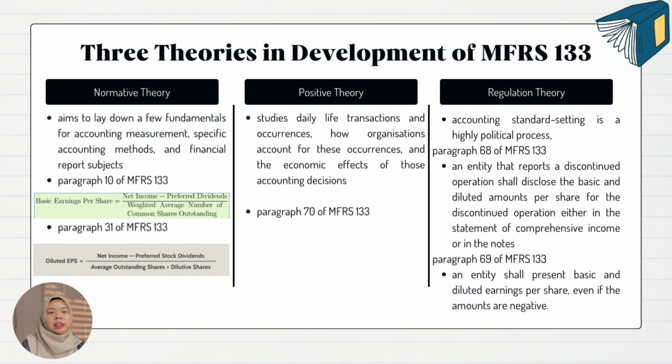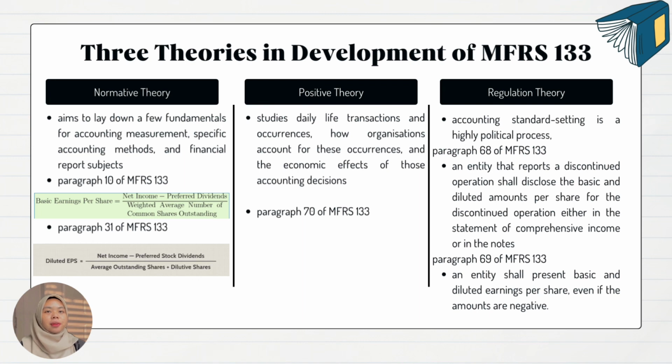A. The amounts used as the numerator in calculating basic and diluted earnings per share and a reconciliation of those amounts to profit or loss attributable to the parent entity for the period. B. The weighted average number of ordinary shares used as the denominator in calculating basic and diluted earnings per share and a reconciliation of these denominators to each other. C. Instruments, including contingently issuable shares, that could potentially dilute basic earnings per share in the future but were not included in the calculation of diluted earnings per share because they are anti-dilutive for the period.